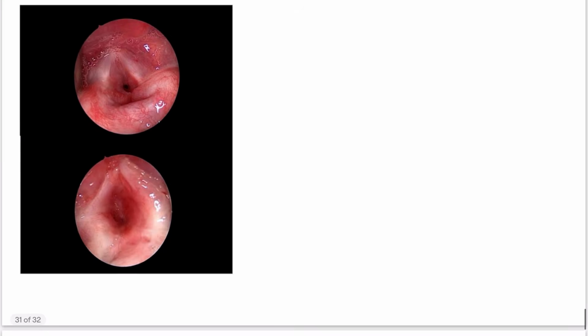Then let's talk about this next image. Can you notice the glottis now, the subglottic region has narrowed. This is known as subglottic stenosis. Subglottic stenosis. Another congenital issue which can cause stridor.